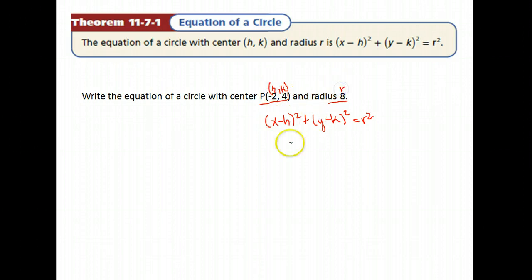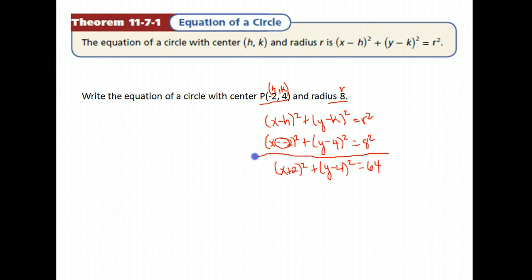r is your radius. So I start: x minus the x from my center, which was -2, squared, plus y minus the y from my center, which is 4, squared, equals my radius 8 squared. Simplify, so anywhere there's minus a negative, change that to a plus. So we have (x + 2)² + (y - 4)² = 8 times 8, which is 64.